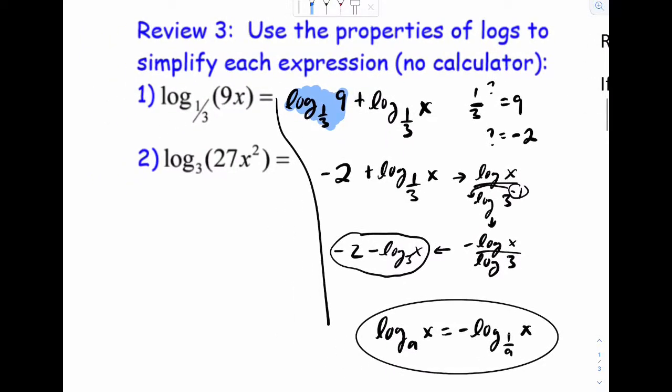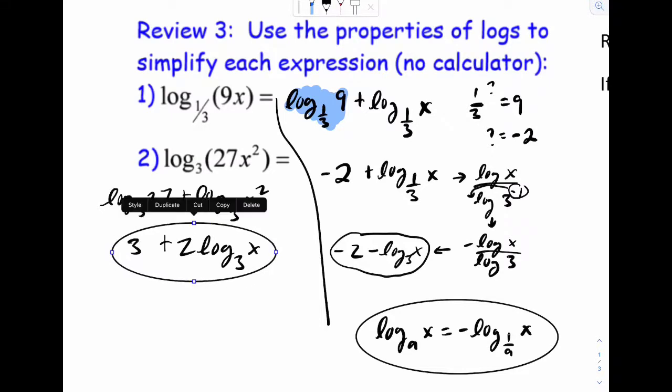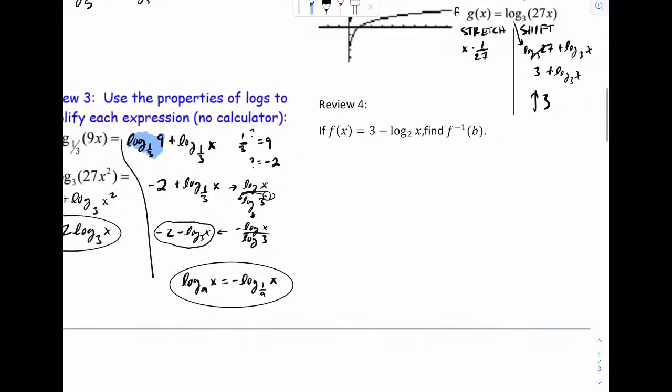Okay, number 2. Number 2 is kind of a more standard one. Now we can just separate it. So this would be 3 plus 2 log base 3 of x. That was not too bad. Let's go to our last one.